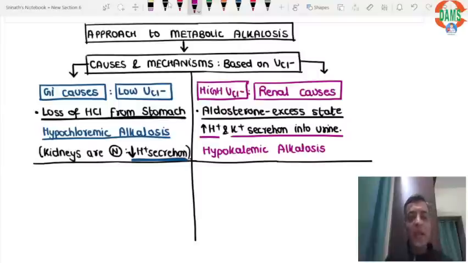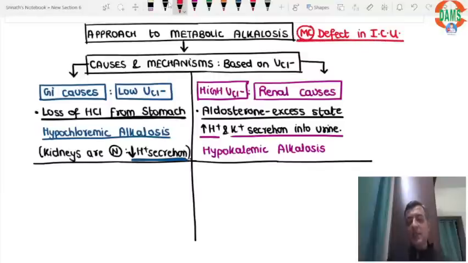Metabolic alkalosis is the most common defect in the critically ill patient. MCQ again: in this single flowchart, we will find at least 6 MCQs which have come in the past 3 years. To identify the cause, they are divided based on urine chloride level into 2. If urine chloride is low, GI causes. If urine chloride is high, renal cause.